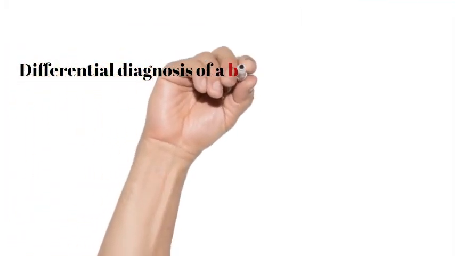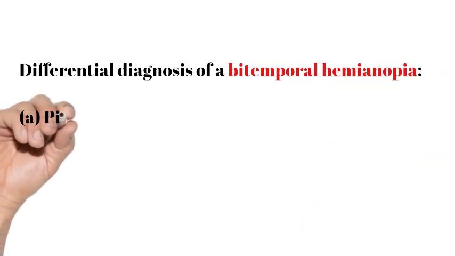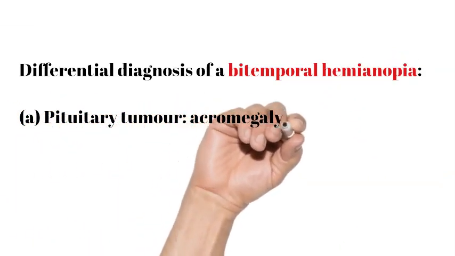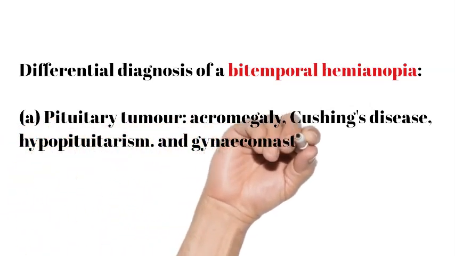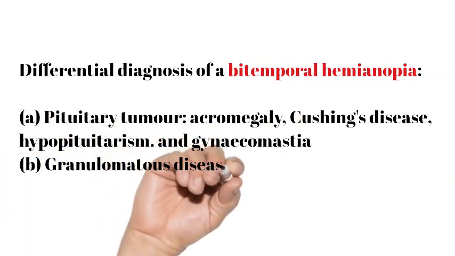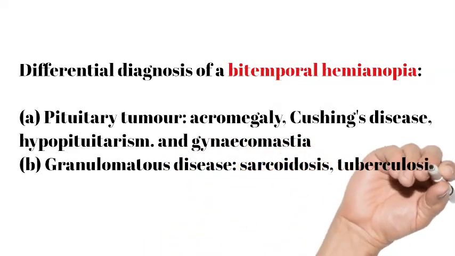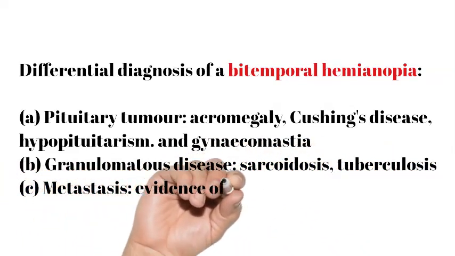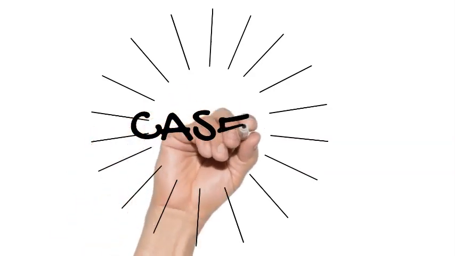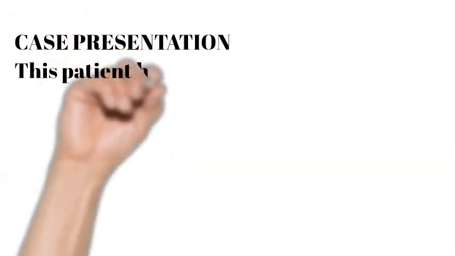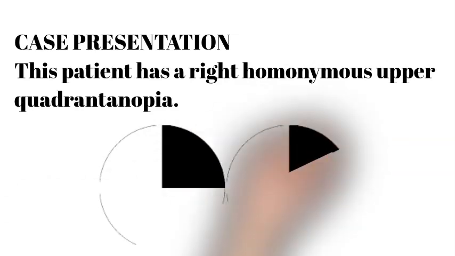Having made the diagnosis of a bitemporal hemianopia, look for features of pituitary tumor, acromegaly, Cushing's disease, hypopituitarism and gynecomastia, granulomatous disease, sarcoidosis, tuberculosis, metastasis, evidence of primary malignancy. Case presentation 3. This patient has a right homonymous upper quadrant anopia. This suggests a lesion in the left temporal cortex.